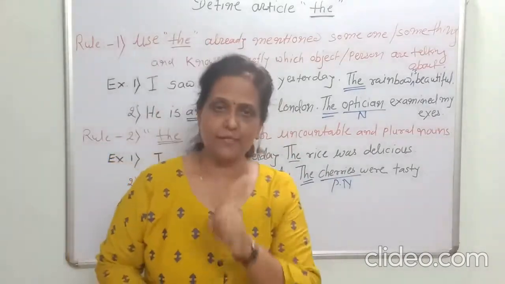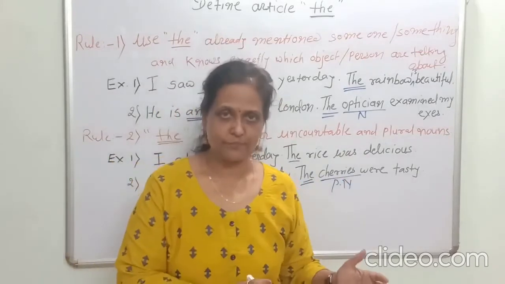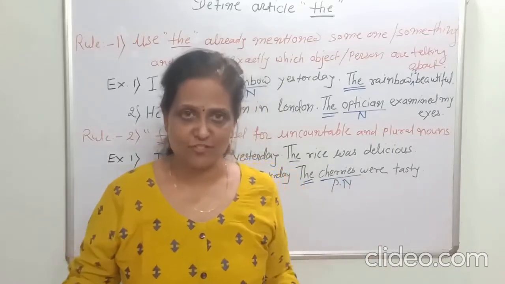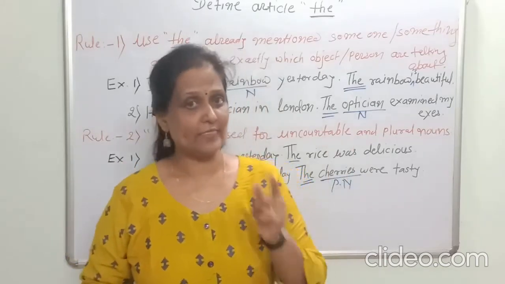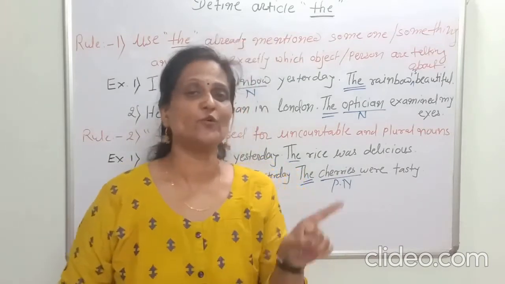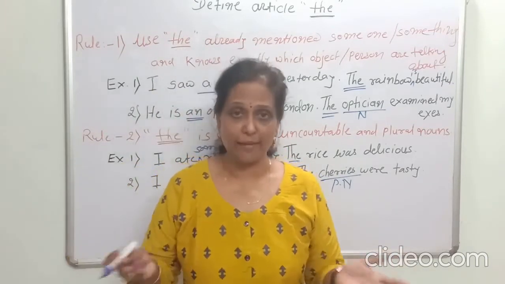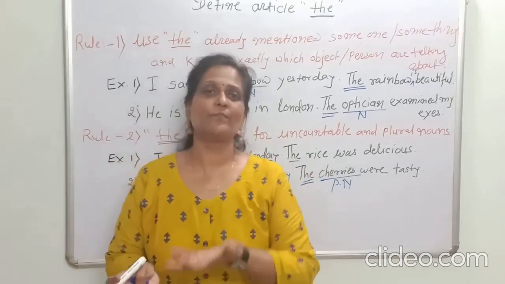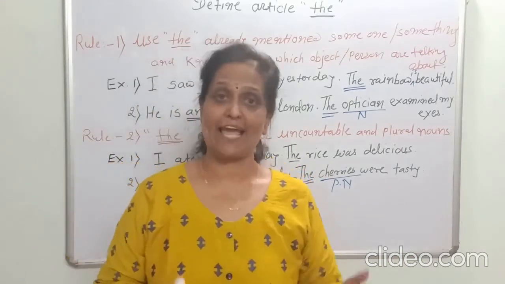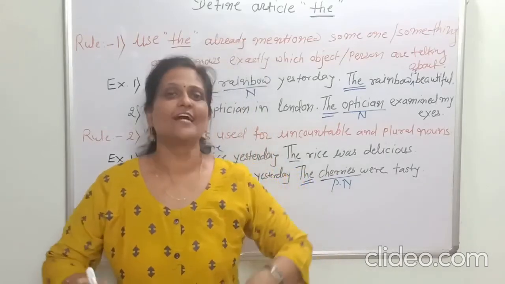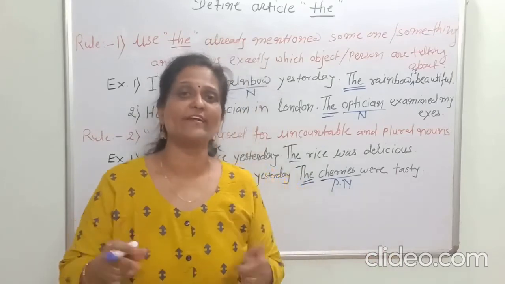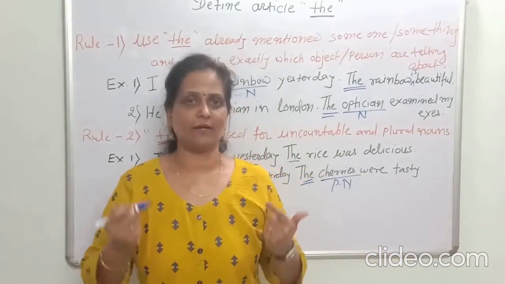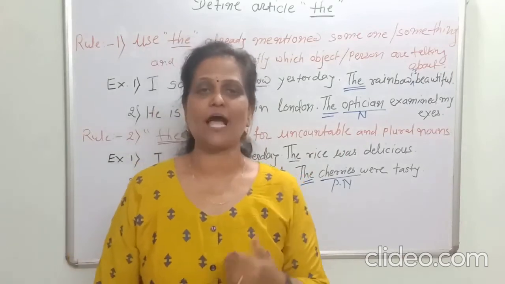Second rule: we can use the with uncountable nouns and plural nouns. Cats, bats, trees, pens, many pens. With those we can use the, but we cannot use a or an. An uncountable noun is like milk, water, rice, intelligence, music, art. These are the uncountable nouns. We cannot use a or an, but we can use the for uncountable nouns when we already mentioned them earlier. Okay, hope you understand the first two rules which I explained with examples. Now, the remaining rules I will explain in the next session.